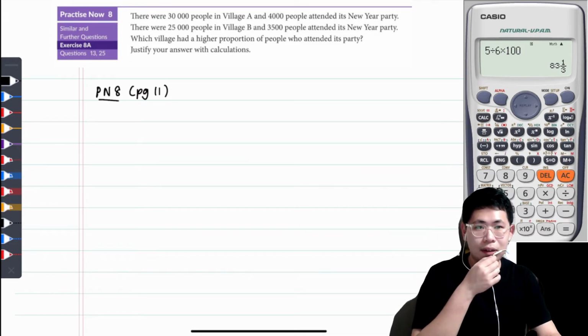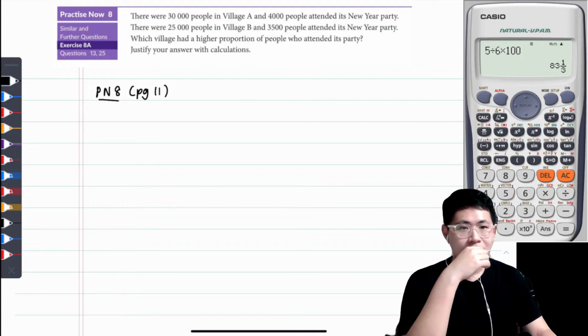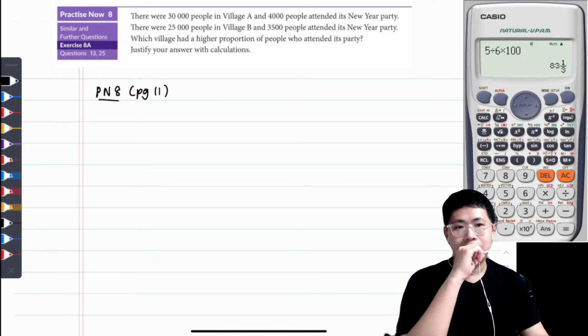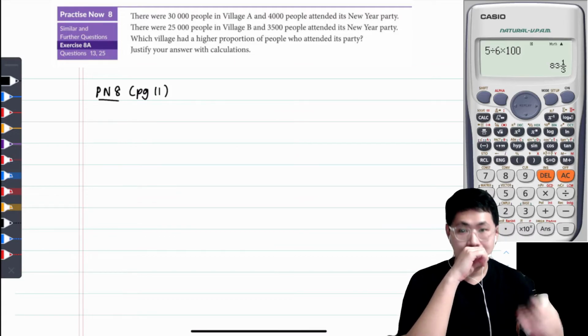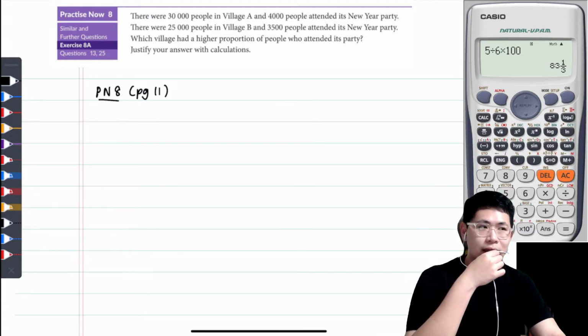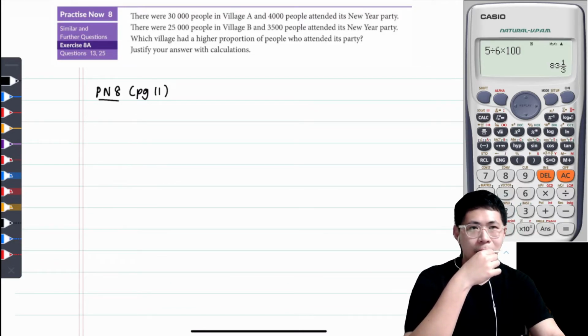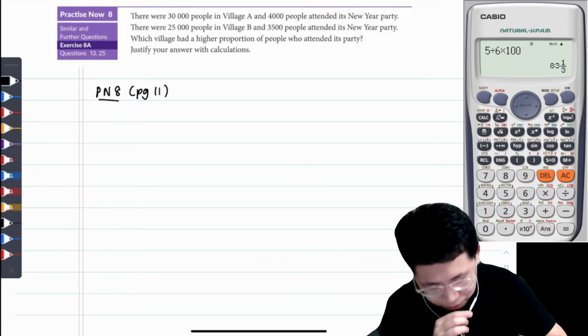Alright, so we have village A and village B. Which village had a higher proportion of people who attended its party? By calculating the proportion as a percentage, it will be easier to find as compared to fractions. Decimals may be easy, but percentages will be the most convenient way to find. So let's look at village A first.